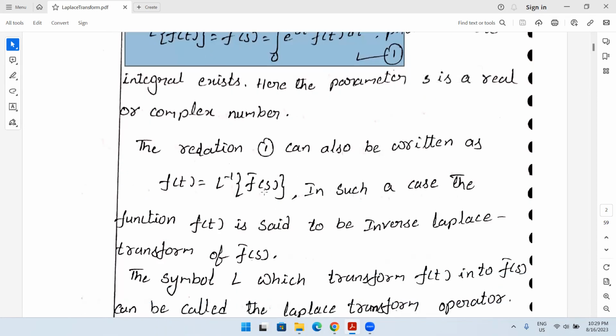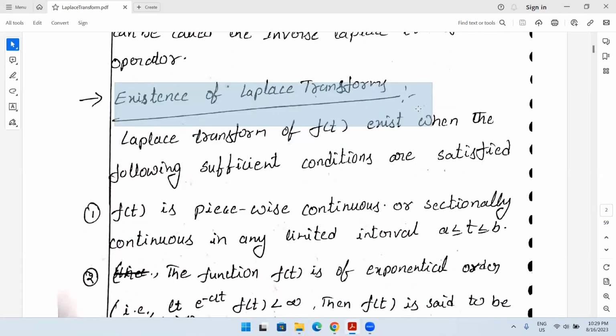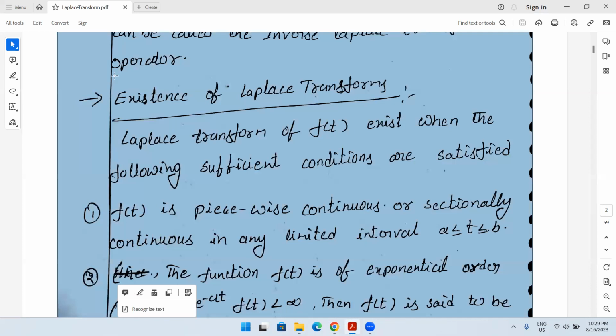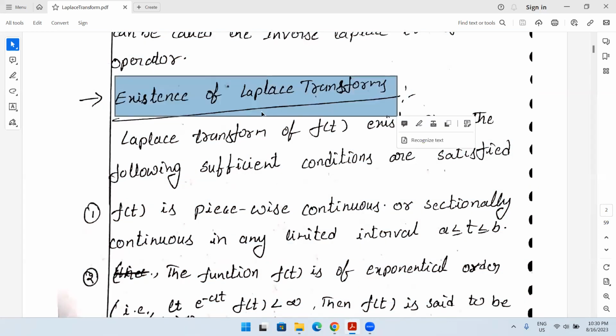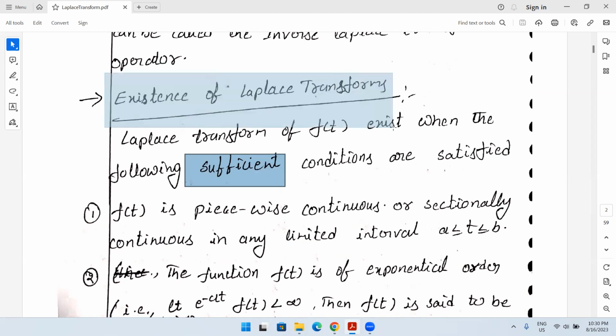Here I'll explain the important points only. First, the existence of the Laplace transform. This is very, very important for JNTU exams or any autonomous university exams. You may get a 2 marks question, a very important question. They may ask you: what are the sufficient conditions for the existence of the Laplace transform?